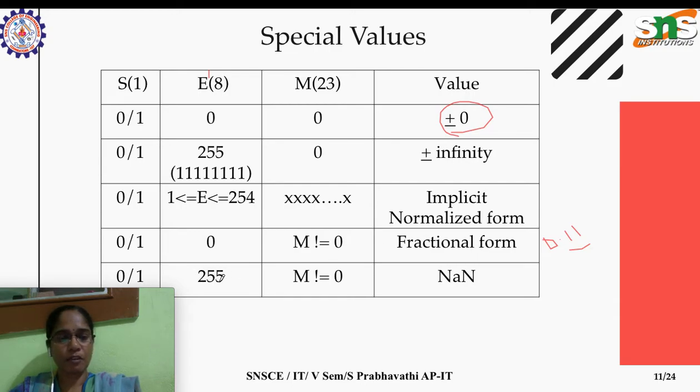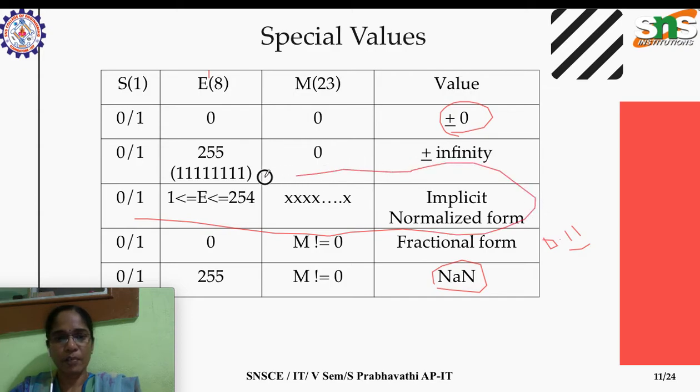And if the exponent is all 8 bits 1 and the mantissa is not 0, it means it has some value, then it is said to be not a number. So that representation is said to be not a number. Okay, there is no number, something like this. If the exponent is not all 1s and the mantissa is not 0, then the implicit normalized form is this one.